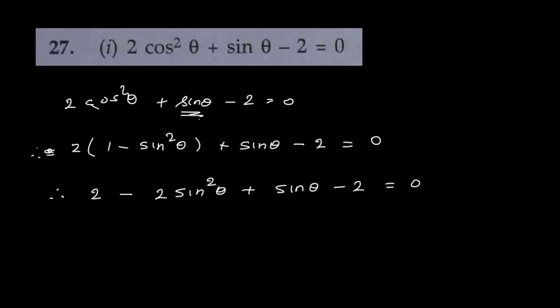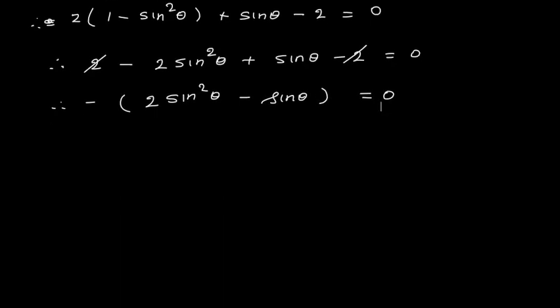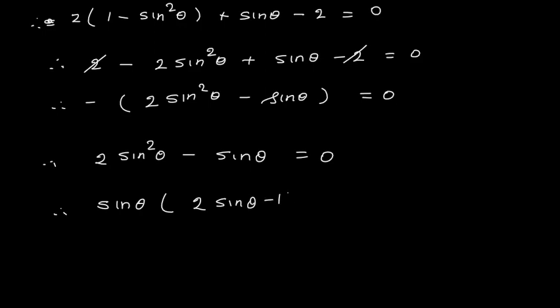Now this plus 2 and minus 2 will cancel. So therefore now I will take this minus sign also common. So here we have 2 sin square theta minus sin theta, and this I will say is equal to 0. So therefore we can say that 2 sin square theta minus sin theta is equal to 0. I will take sin theta common. It is 2 sin theta minus 1 is 0.